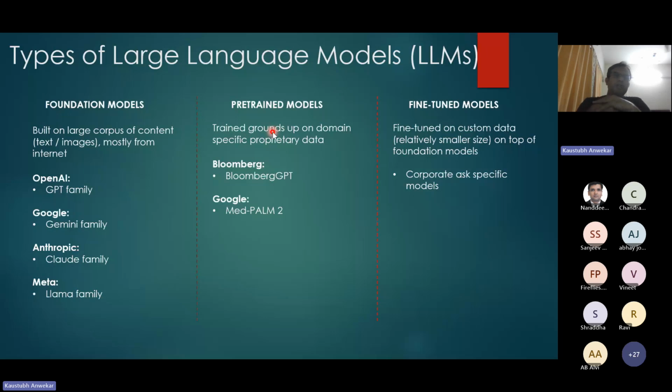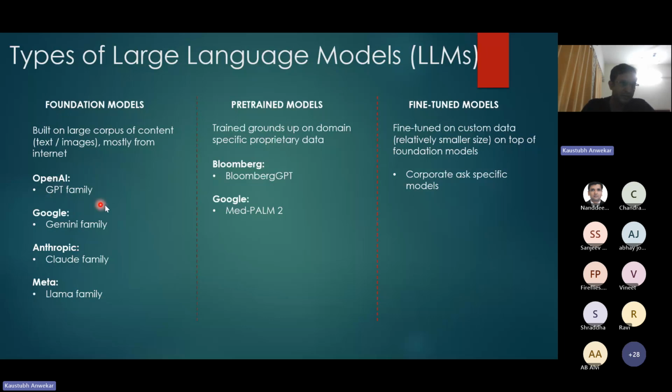Now let's talk about types of large language models. We have three types: foundation model, pre-trained model, and fine-tuned model. Foundation models are what we see day in, day out. Almost every week there is a new model that comes up, right? The latest, I think, was Claude 3.5 Sonnet. We have GPT-4o released recently, about 15 or 20 days back, I believe.